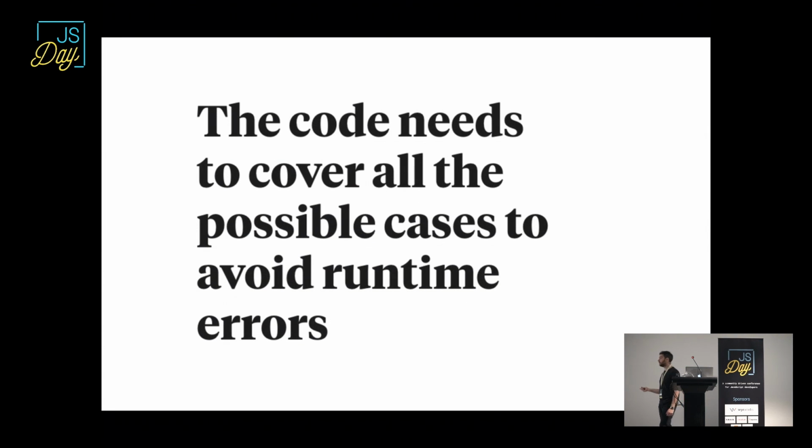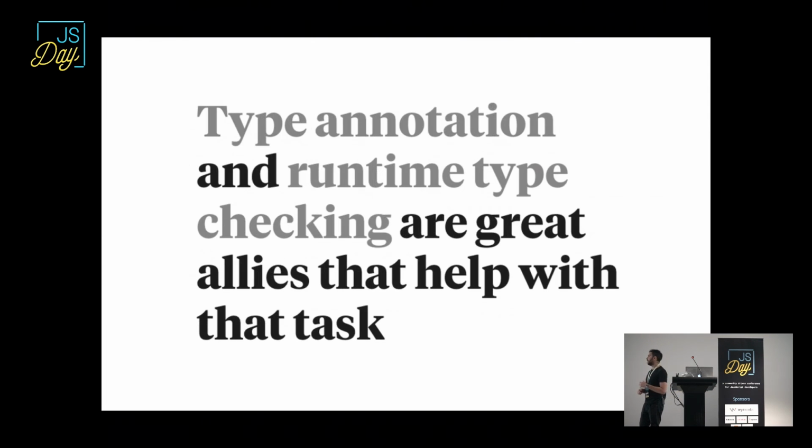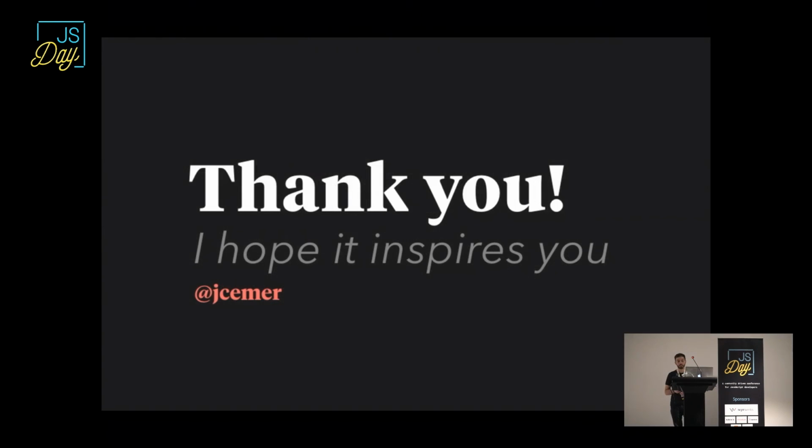Okay, so the code needs to cover all the possible cases to avoid runtime errors. That's the point. It's not a big deal. Type annotations and runtime type checking that we saw just a minute ago are great allies that help with that task. So it's a good way to start dealing with it. It's an easy way to deal with types in JavaScript. And that's it. I hope it inspires you.